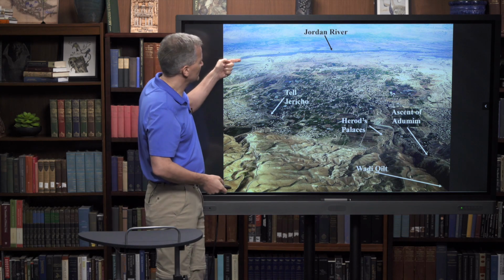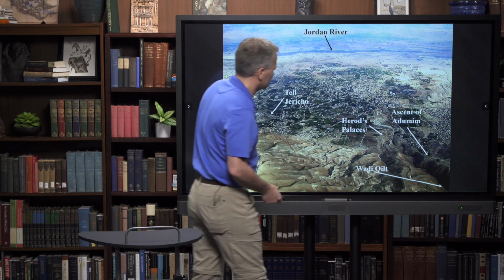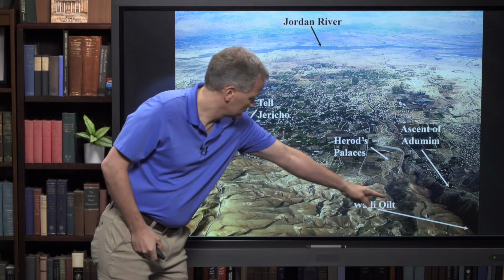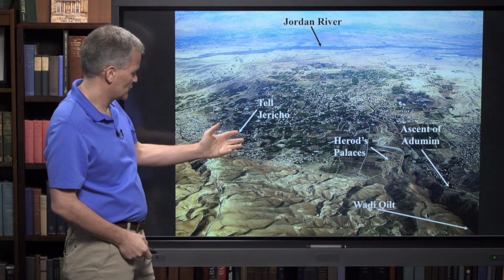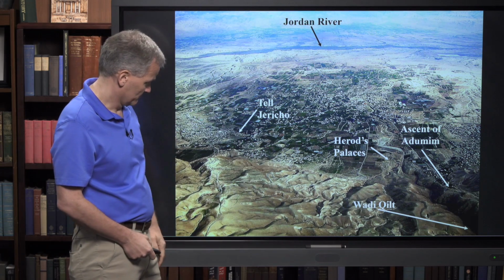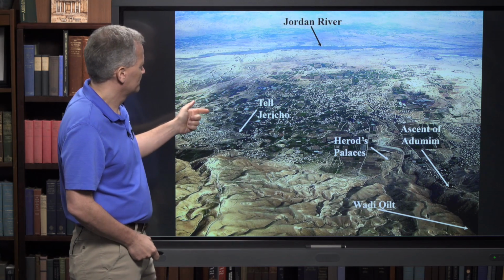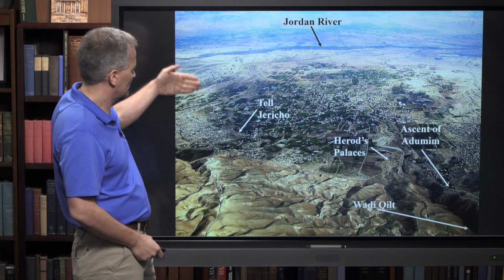Here's the Jordan River as it's flowing southward. And Tel Jericho is located here. Wadi Kilt traverses down the ravine there into the Jordan Rift and dumps any water and anything with it into the Jordan Rift Valley. And then, of course, this is all part of the Jordan Rift here.